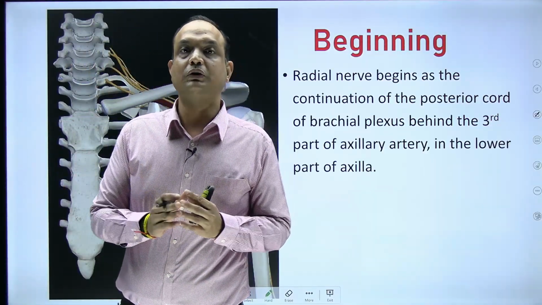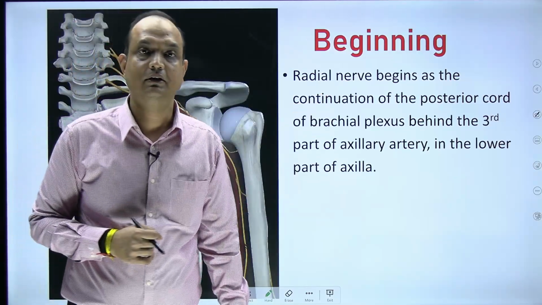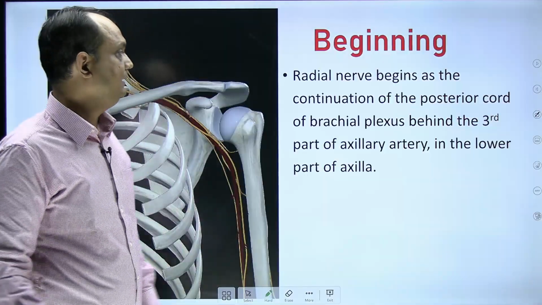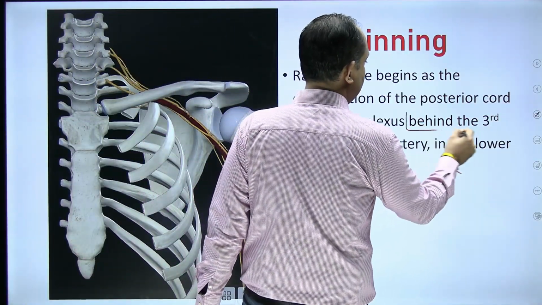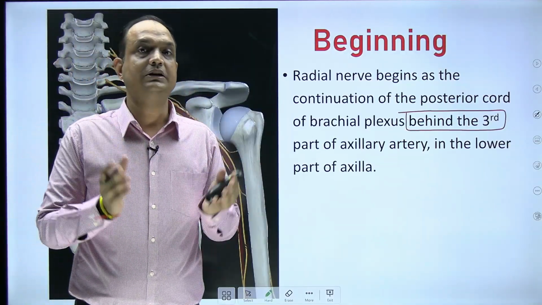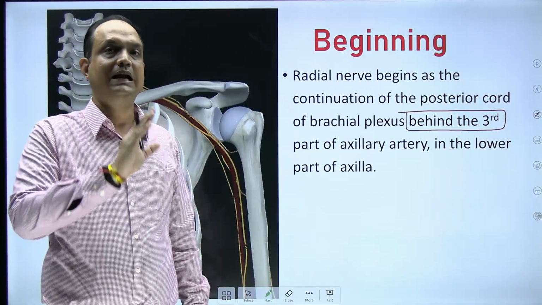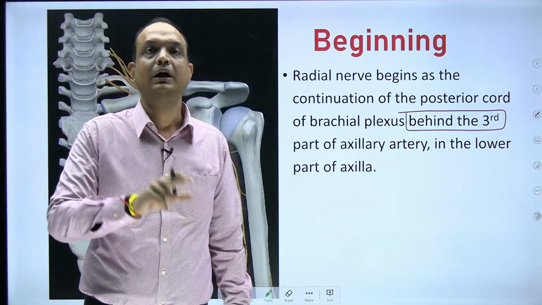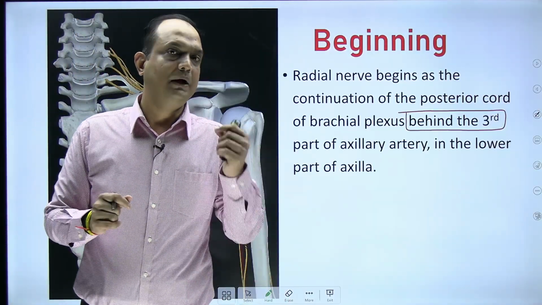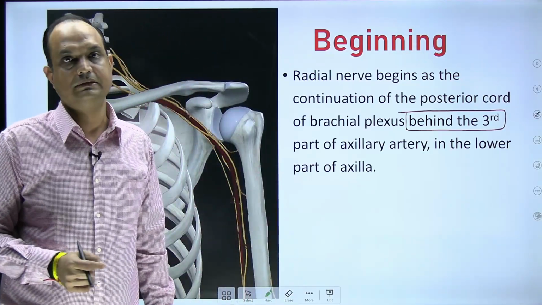When you start the course of the radial nerve, you first have to check the origin or the beginning of the radial nerve. The radial nerve is a continuation of the posterior cord, which I already told you, and it is initially present behind the third part of the axillary artery. Here you have to keep this concept in mind: whenever we are talking about the cords, there are the lateral cord, medial cord and posterior cord, and the names are given in reference to the second part of your axillary artery. But when you have the branches, the branching starts around the third part of the axillary artery.